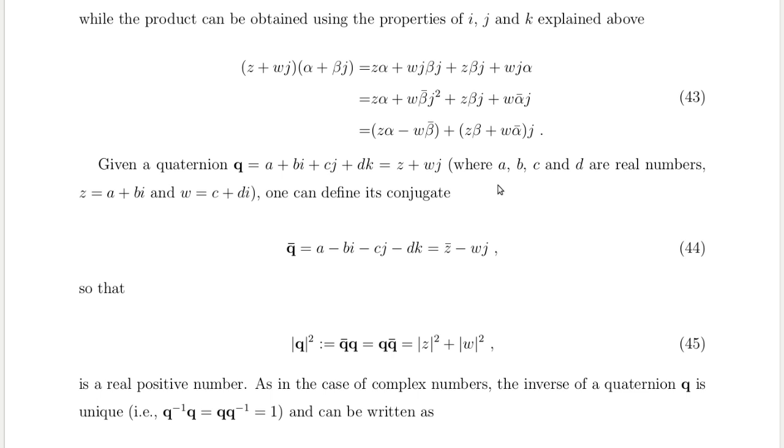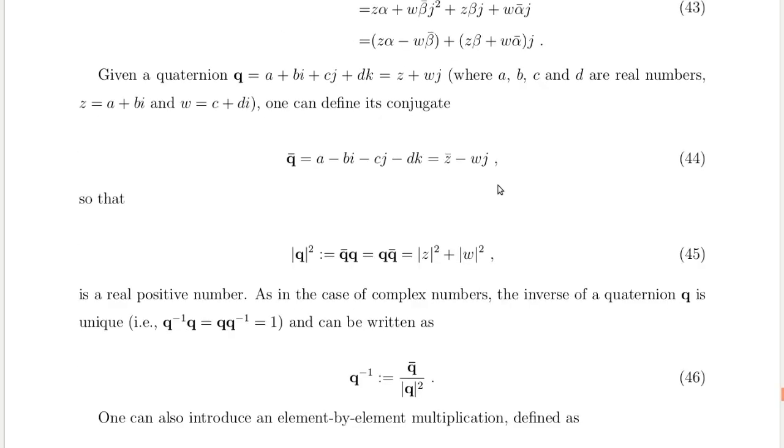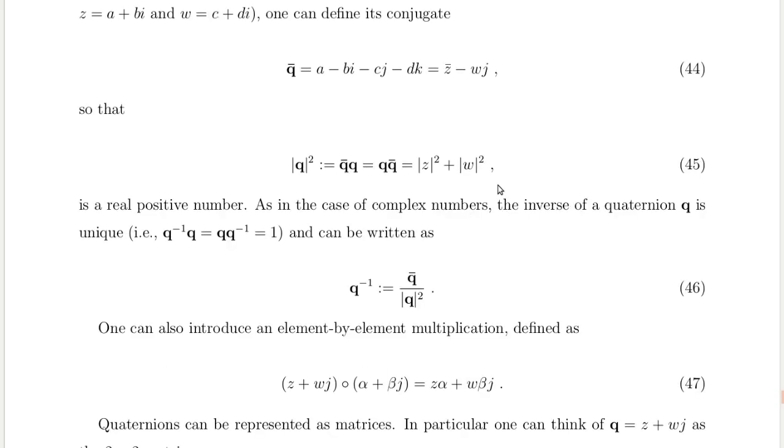And again, as in the case of complex numbers, the inverse of a quaternion is unique and can be written as the conjugate divided by the modulus. One can also introduce, and we're going to use that, the element by element multiplication. That is the one obtained by simply multiplying the real part with the real part, and the part proportional to j with the part proportional to j.